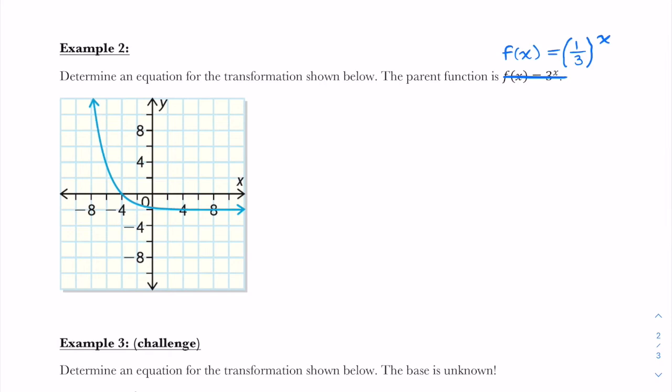First of all, there was a small typo here. The parent function is 1/3 to the exponent x, not 3 to the exponent x. So please change that on your sheet. And let's continue using the protocol. So our job is to find the equation of the transformation shown below. Let's begin by writing out the general form.